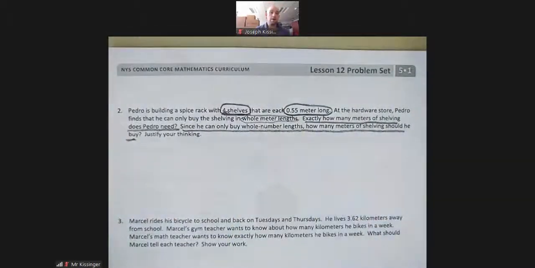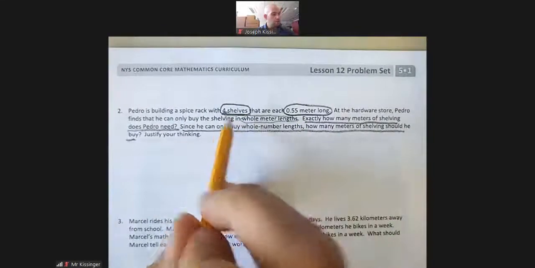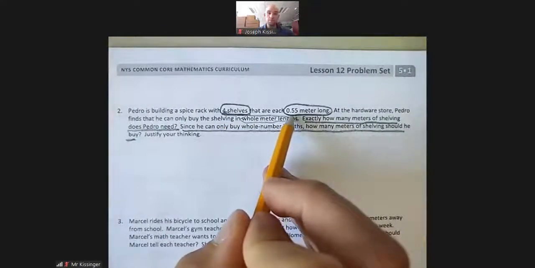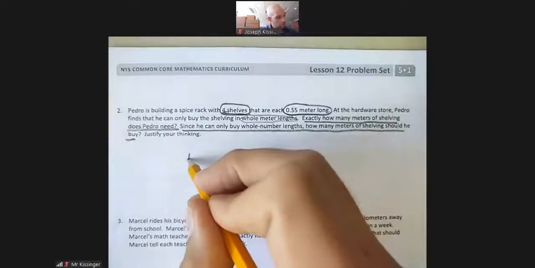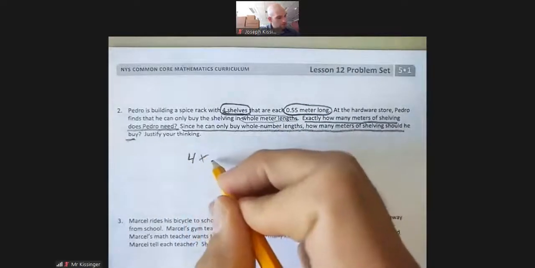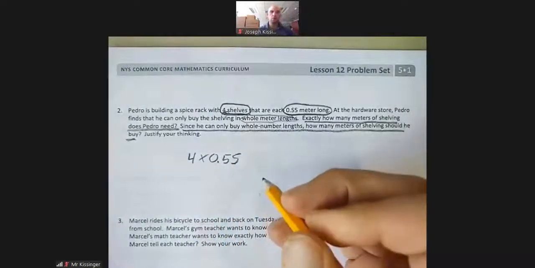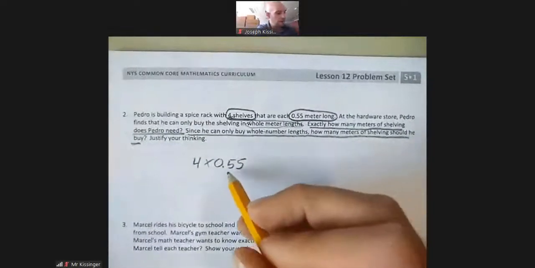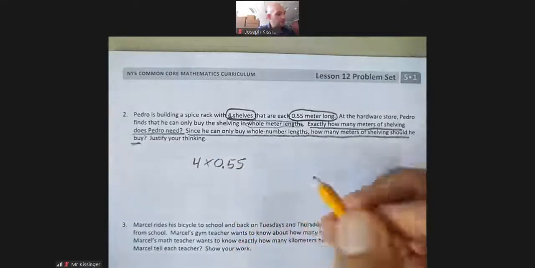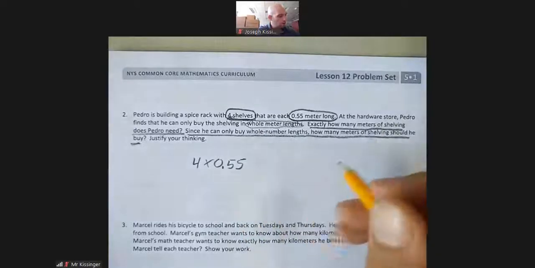So what we can do to figure out how much shelving Pedro needs altogether is we can multiply 4 shelves by the length of each shelf, which is 0.55 meters. So we're going to end up with 4 times 0.55. And what we'll do is, instead of looking at this as 0.55 with a decimal place, we can also look at that as 55 hundredths.